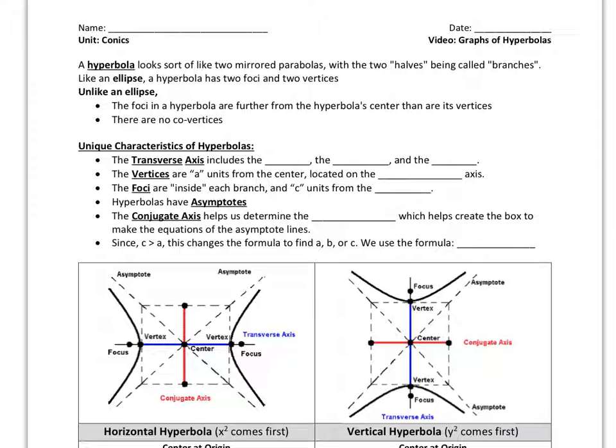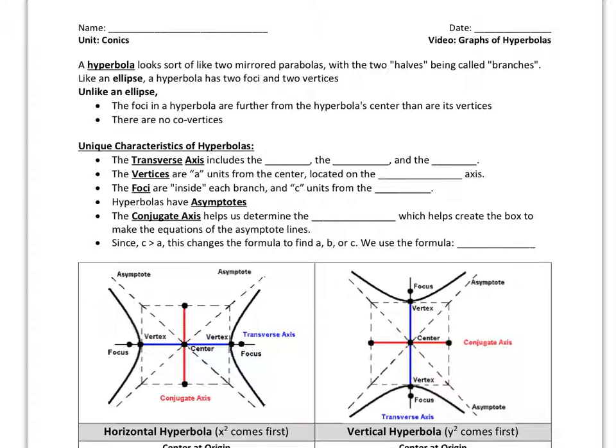Hi everyone, in today's lesson we're going to talk about graphs of hyperbolas. A hyperbola sort of looks like two mirrored parabolas with the two halves being called branches. So this and this is technically the graph of a hyperbola. Same thing here, this or this is the graph of the hyperbola, with these two things looking kind of like parabolas.